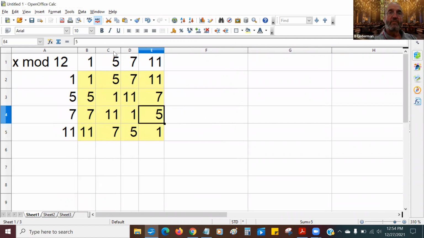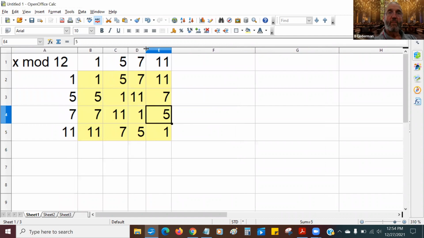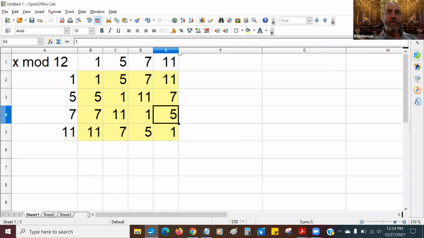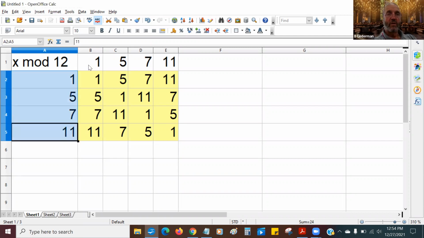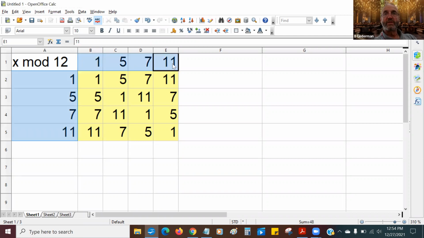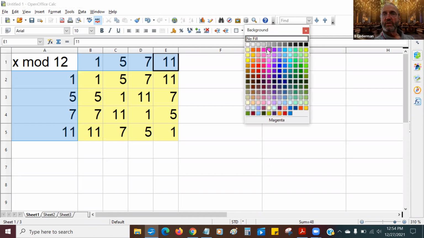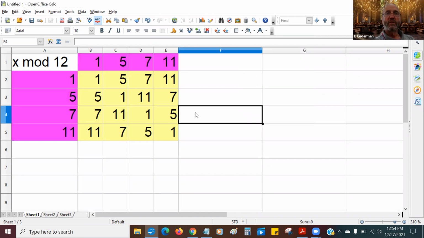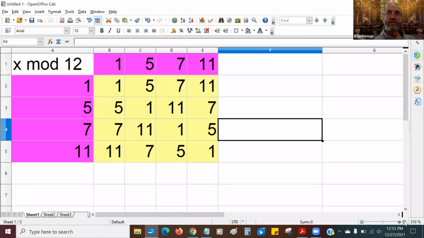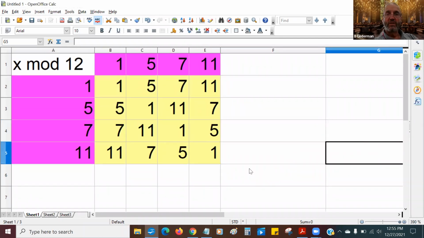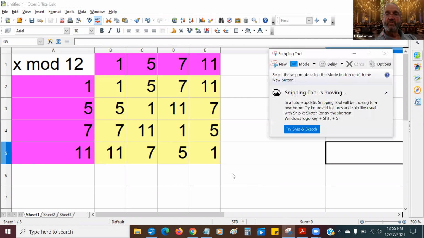Let's make this consistent with the other ones. That's good enough. Alrighty. I'm going to take this here. This is our modular arithmetic, and I'm going to put this into our spreadsheet.